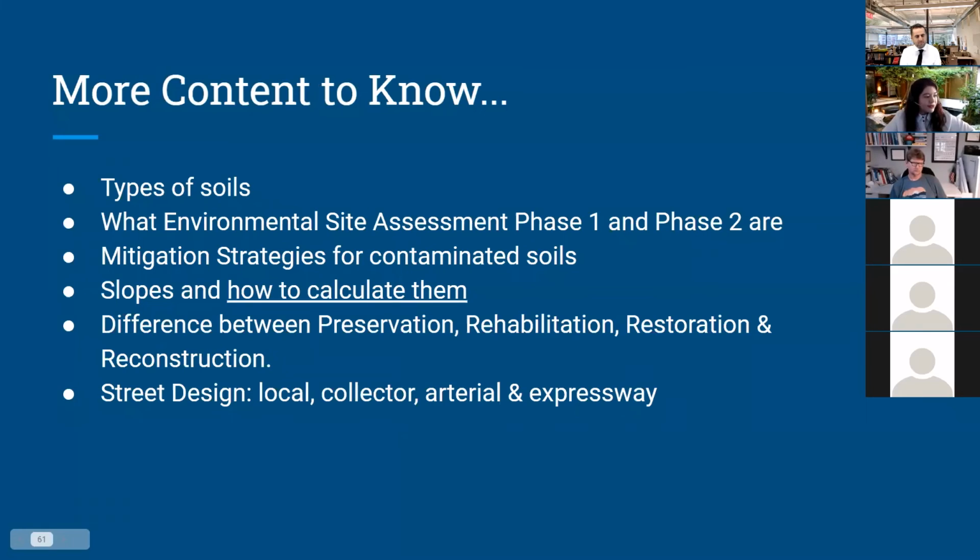And just one more slide of more content to know. Study the types of soils. Study what environmental site assessment phase 1 and phase 2 are. What are the mitigation strategies for contaminated soils? What are slopes? What are the percentage of the slopes? And how to calculate slopes? The difference between preservation, rehabilitation, restoration, and reconstruction.